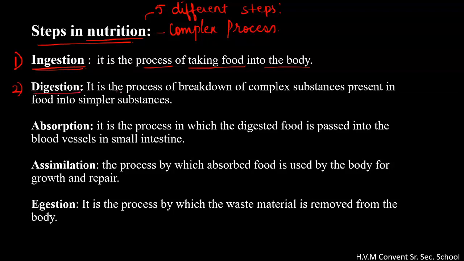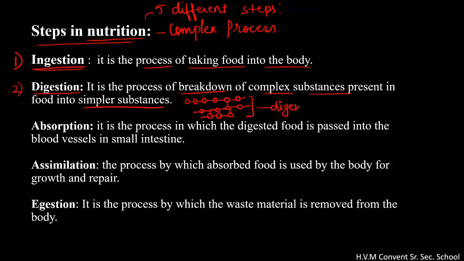So what is digestion? It is the process of breakdown of the complex substances that are present in our food into simpler substances. What happens is, the food we take has nutrients in a very complex form that cannot be used by our body. For example, this is the nutrient we take. It exists in such a complicated or complex form. So what happens under the process of digestion?